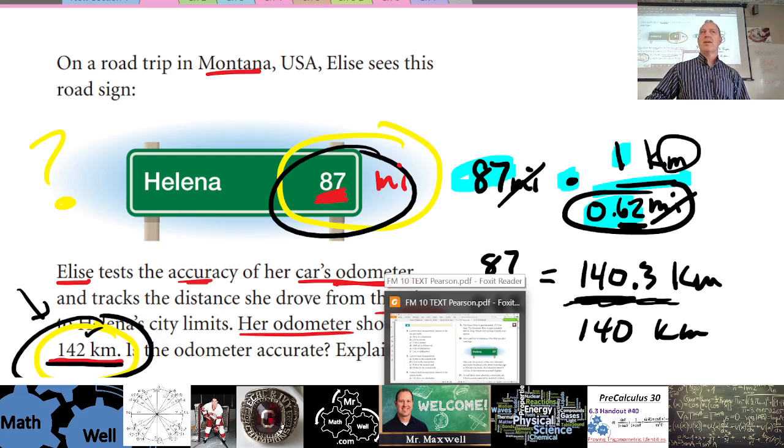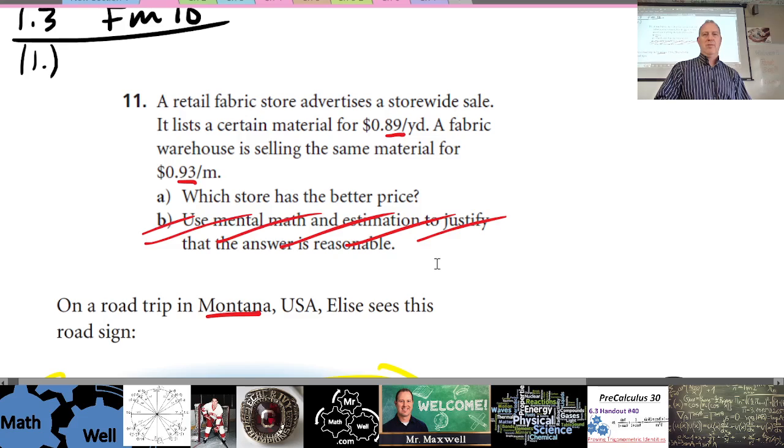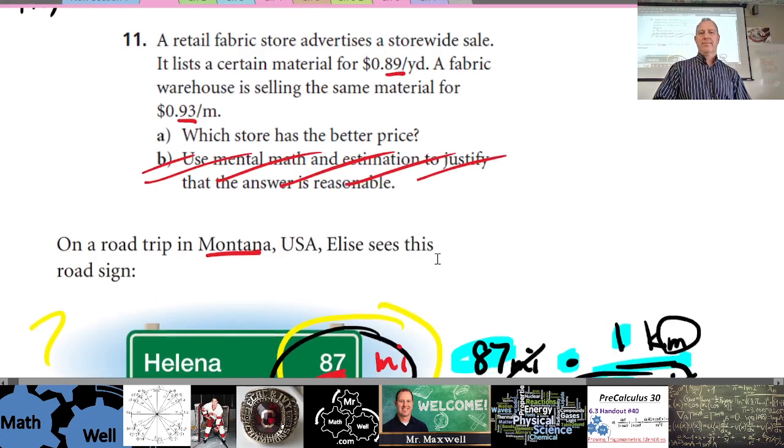Anybody else have any questions right now, or you guys can keep going? There's number 10 and number 11 from 1.3. Cool.